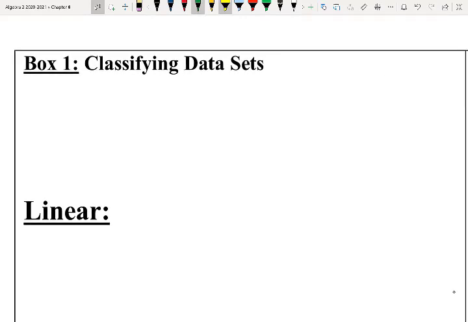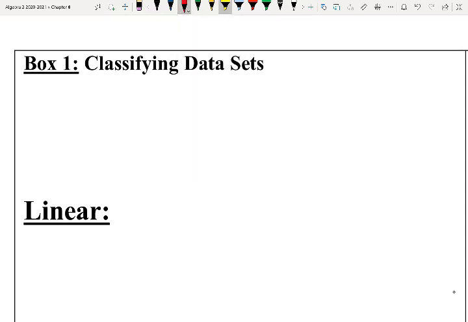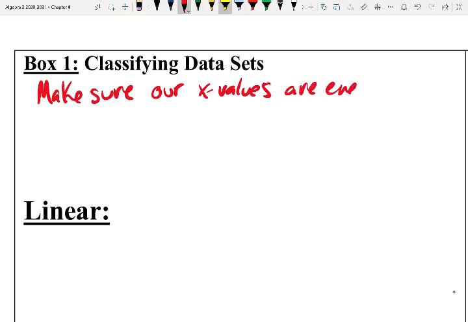The first thing we have to make sure we are checking for when we are classifying our data sets is we have to make sure that our x values are evenly spaced. We have to make sure there's a consistent interval, consistent gap between our different data points.